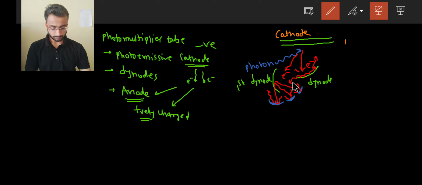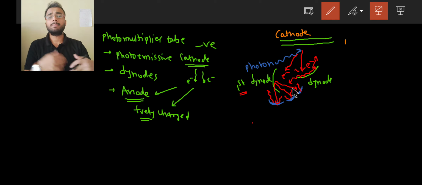So see, a photon will first hit a cathode. The cathode is negatively charged. It will emit negatively charged electrons. This electron will first hit the first dynode. Then this first dynode will get excited and emit more electrons. These more electrons will hit the second dynode, and the second dynode will emit a number of electrons.